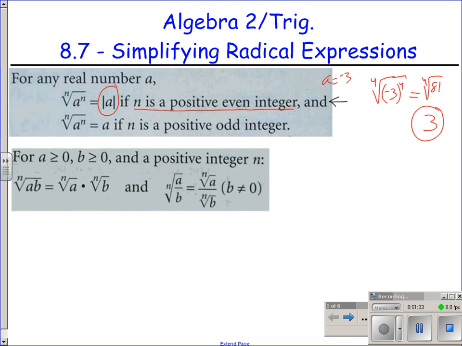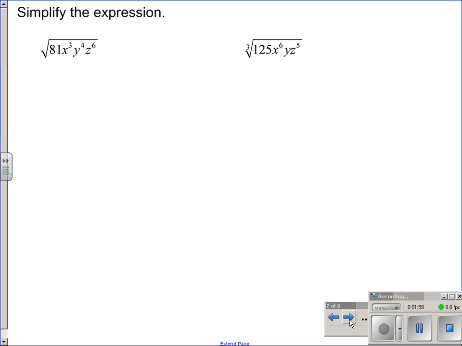And this bottom box here, these things go in both directions. All right, if you have separate nth roots of numbers, you can bring them together into a single nth root. Same thing with division. If you have an nth root of a fraction, you can separate it. If you're dividing two of the same roots, then you can bring them together in one nth root. All right, so simplifying these.